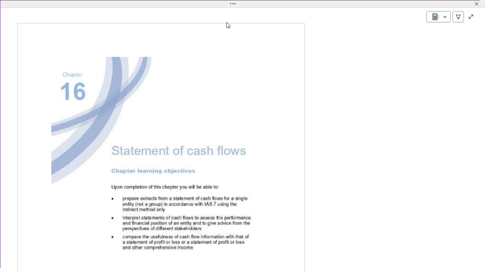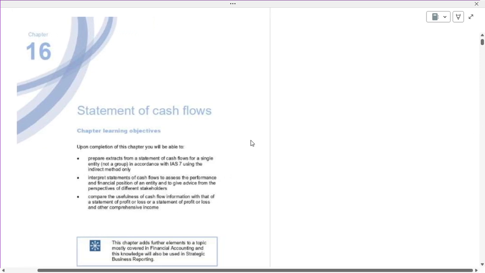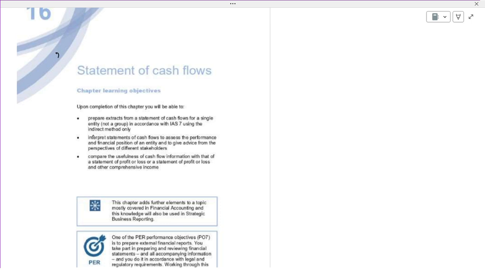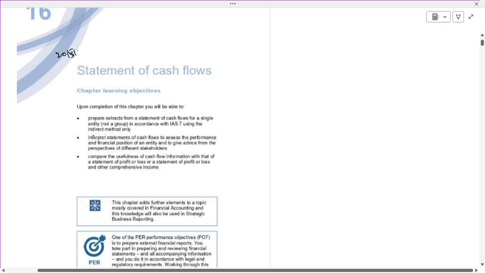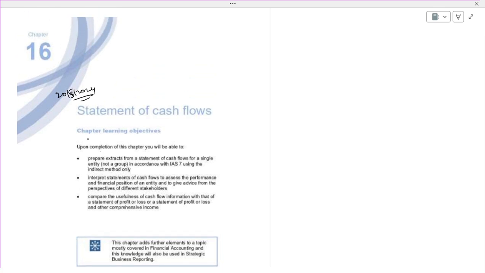Have you done cash flow before? No. Doctor, is it chapter 15 or 16? 16. I have just skipped chapter 15. Okay, we will take that when it is required. Don't worry about that.